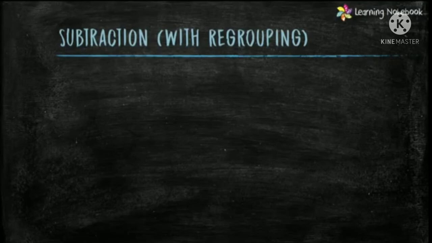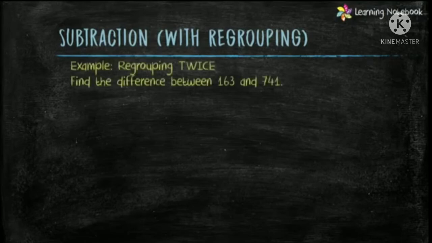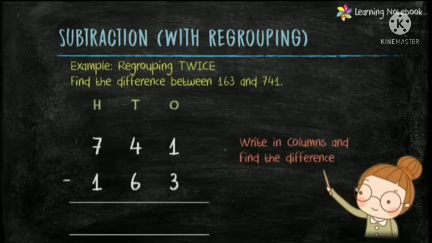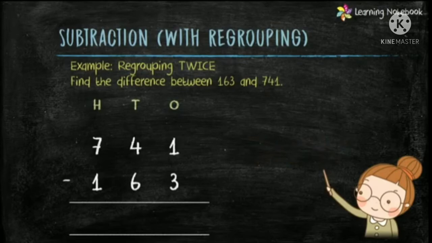Now let's learn the subtraction when there is a need to regroup twice. The question is to find the difference between 163 and 741. First, arrange the numbers in column form and start subtracting the digits at ones place.